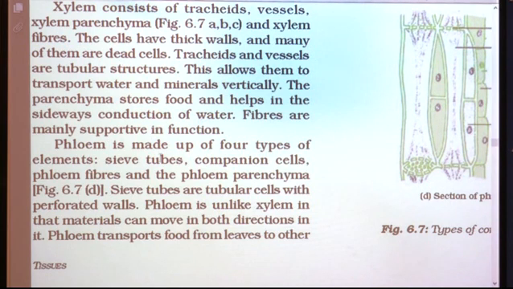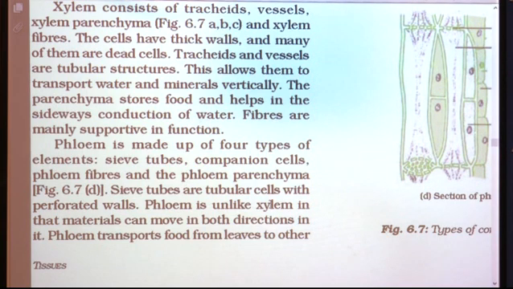Now phloem is also made up of four types of elements. Which are those? One is sieve tubes, second is companion cells, third one is phloem fibers and fourth one is phloem parenchyma. Means in this tissue also there are parenchyma and fibers, but along with that phloem consists of sieve tubes and companion cells.